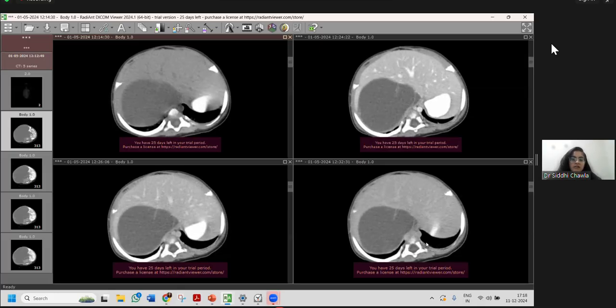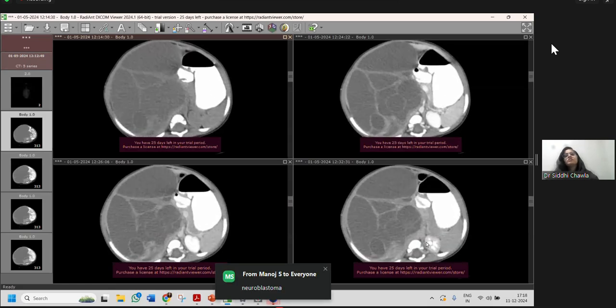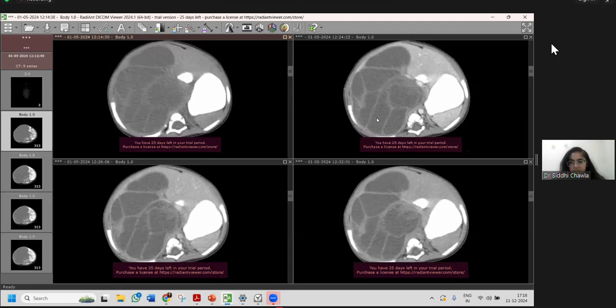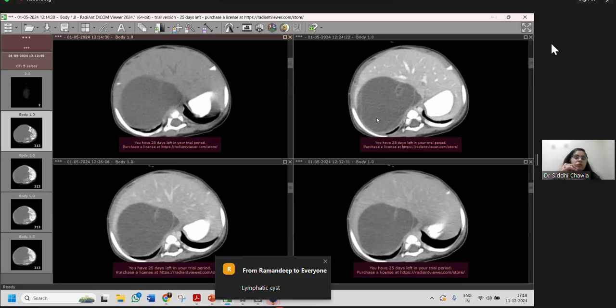So now I will discuss this case with you. So what do we have? We start looking from the NCCT. On NCCT, we have a hypodense mass lesion, and we have multiple septations. On post-contrast sequence, we see that these septations are enhancing. Whenever you are seeing a septated mass lesion, one thing that you always have to look for is the soft tissue, if there is any soft tissue within the cystic lesion.